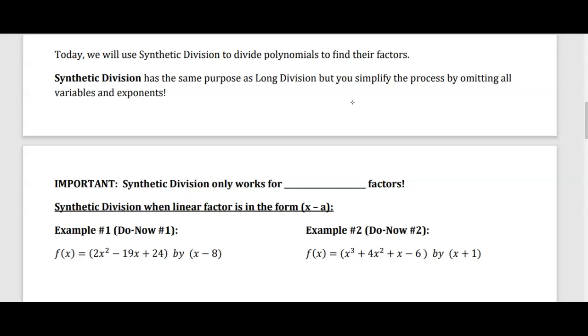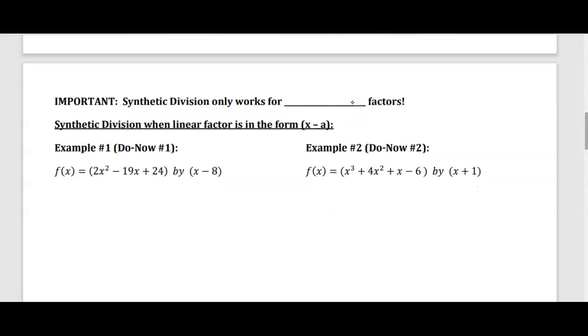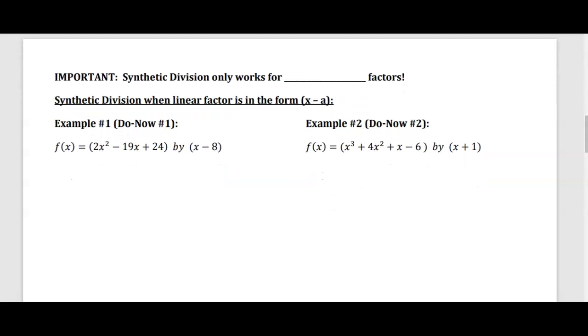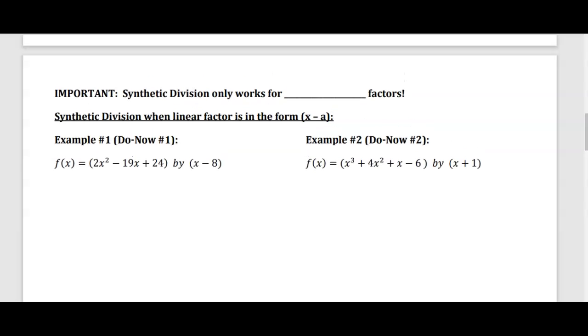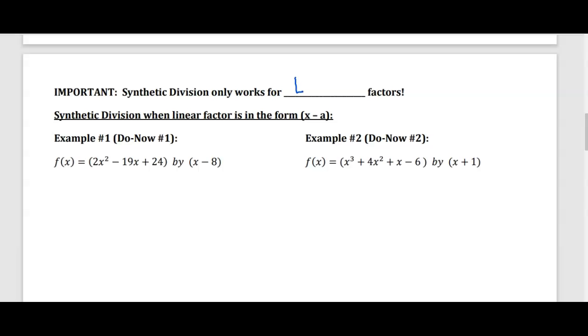Okay, so synthetic division, again, has the same purpose as long division, but you simplify the process by omitting all the variables and exponents. So I think you're going to like this today. So here is one important note, the most critical note today. You can only use synthetic division for linear factors. So it only works in the form of x minus a, linear factors of degree 1.